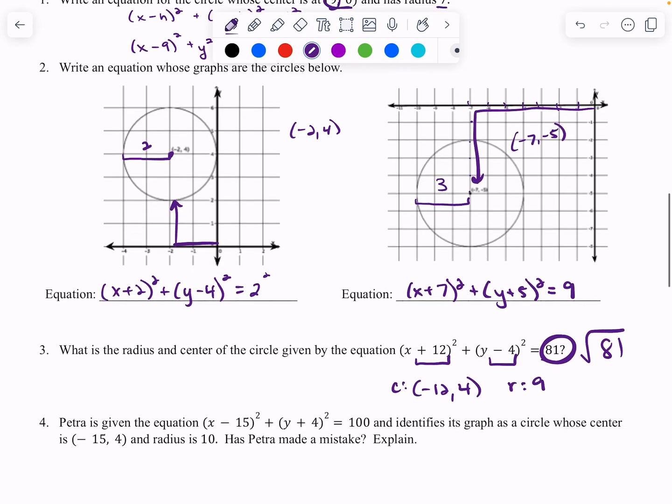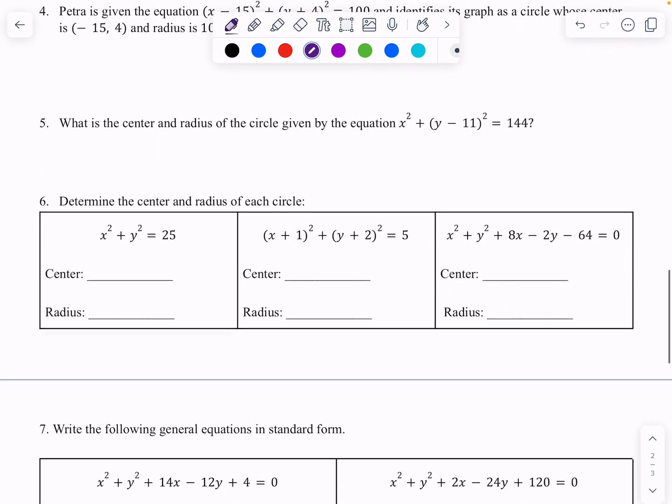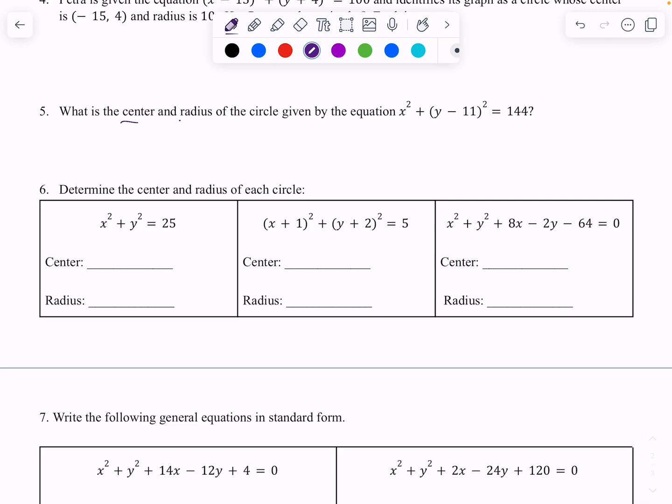All right. If I kind of skip ahead here, this one right here asking for the center and radius again, but this one doesn't have a parenthesis. Remember, that does mean that it's 0. So 0 would be my x-coordinate, and then opposite sign here would be 11. There's my center. And my radius, if I take the square root of 144, I get a radius of 12.